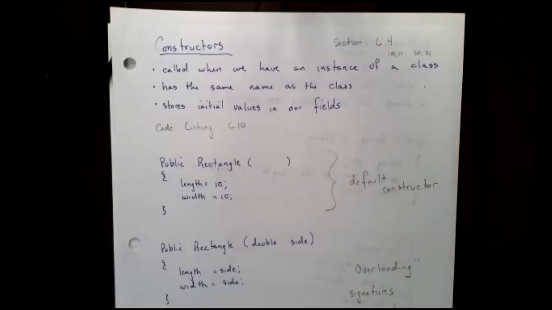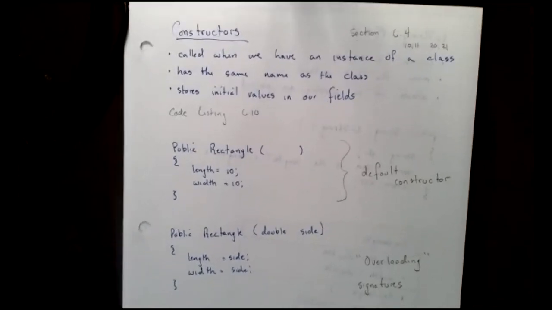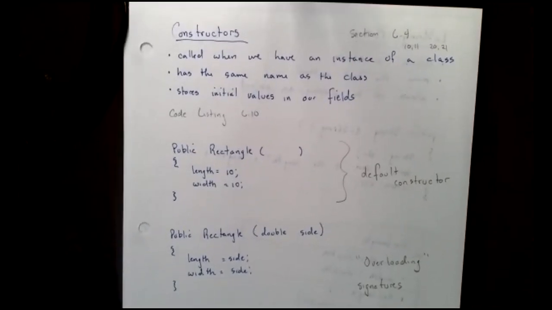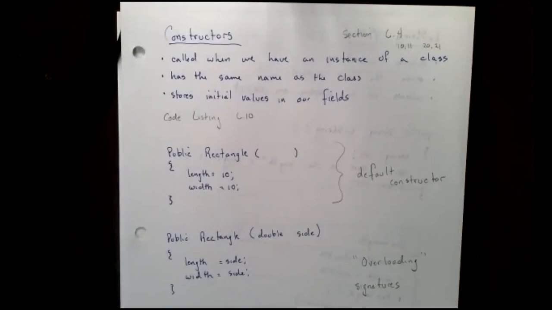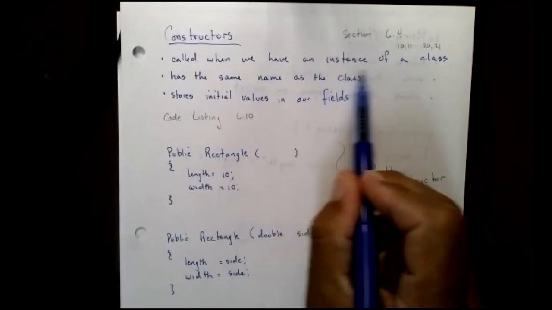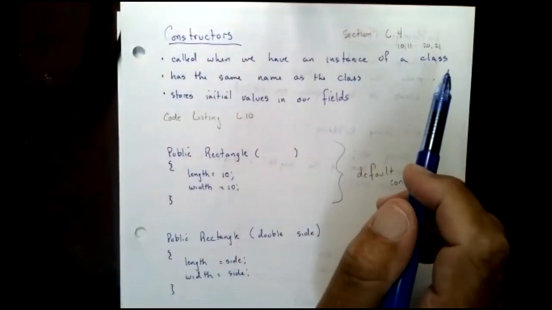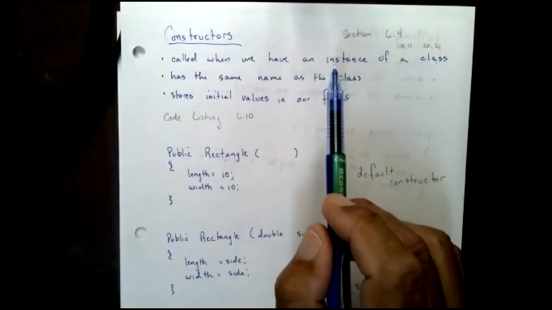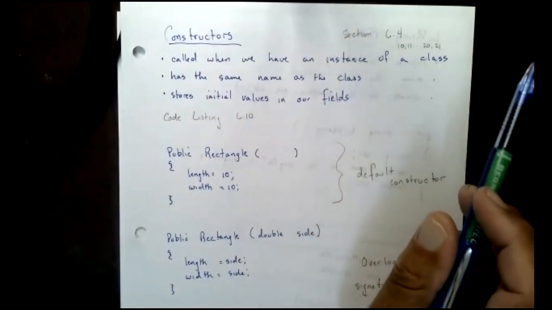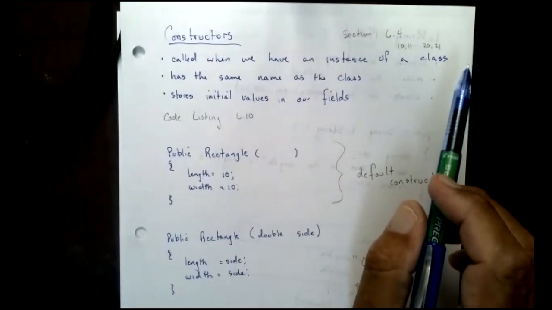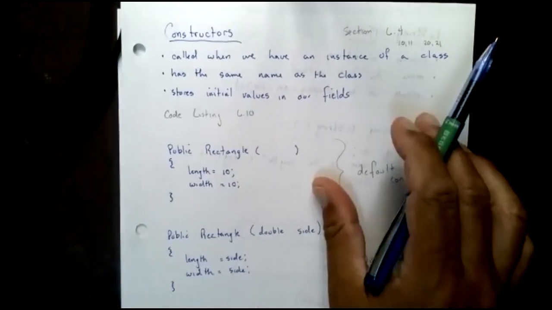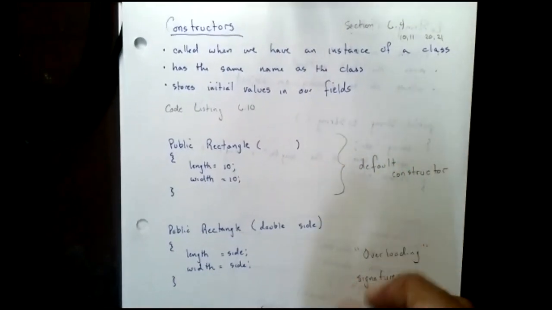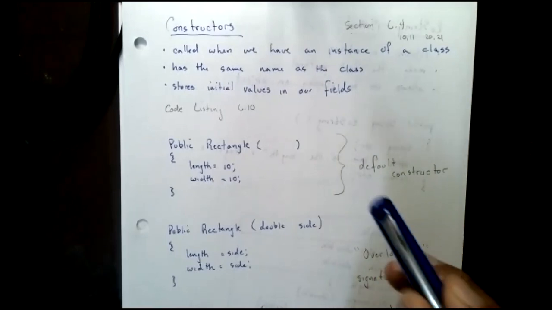Since not being around the last class, I'm going to do a quick review. Constructors, all right. What is a constructor? A constructor is called when we have an instance of a class, right? We instantiate an object: Rectangle r = new Rectangle(), with empty parentheses. If I have the empty parentheses, it just goes to a built-in default constructor.